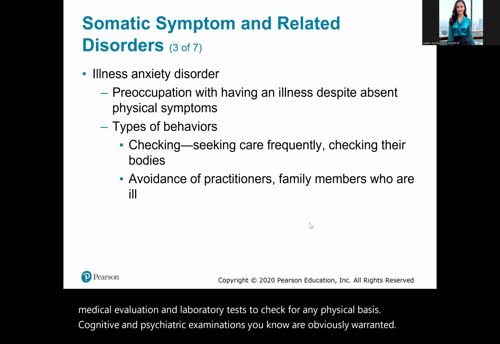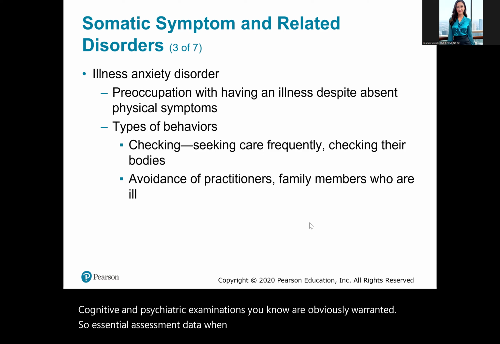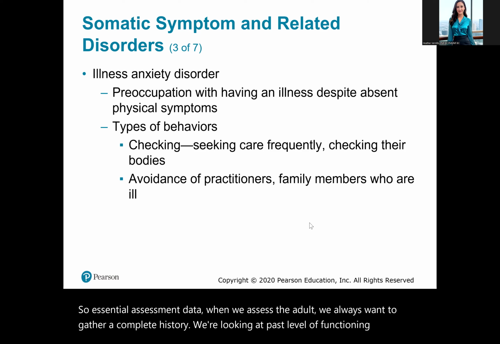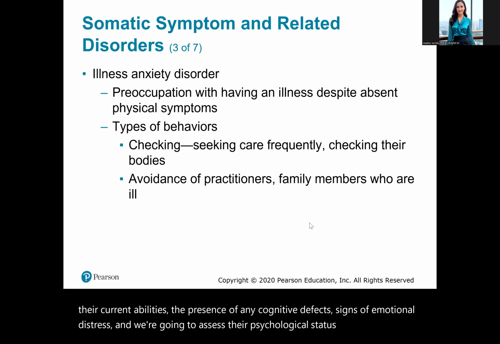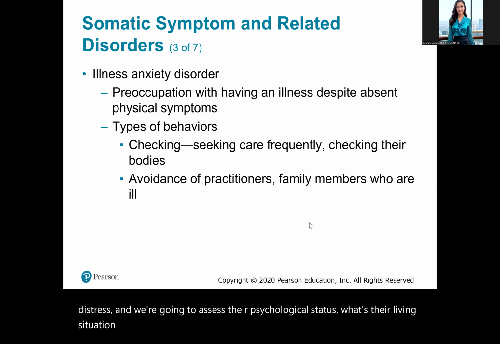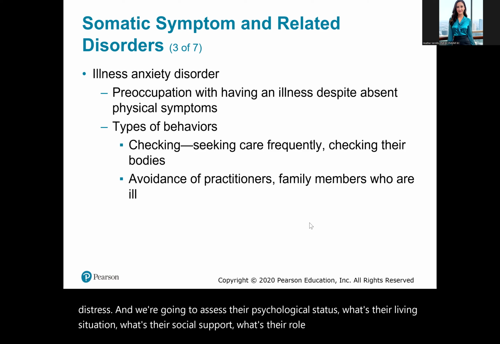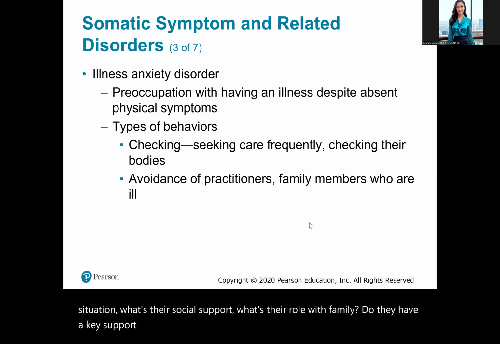So, essential assessment data. When we assess the adult, we always want to gather a complete history. We're looking at past level of functioning, extent of their current abilities, the presence of any cognitive deficits, signs of emotional distress. We're going to assess their psychological status. What's their living situation? What's their social support? What's their role with family? Do they have a key support person outside of the family?